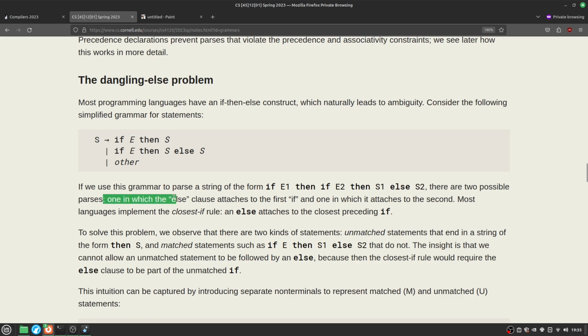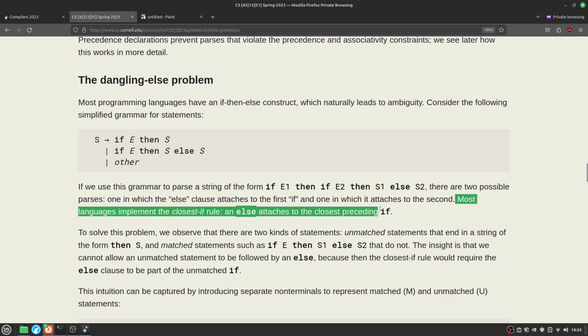One in which the else clause attaches to the first if, and one in which it attaches to the second. If E1 then if E2 then S1 else S2. Most languages implement the closest if rule: an else attaches to the closest preceding if.